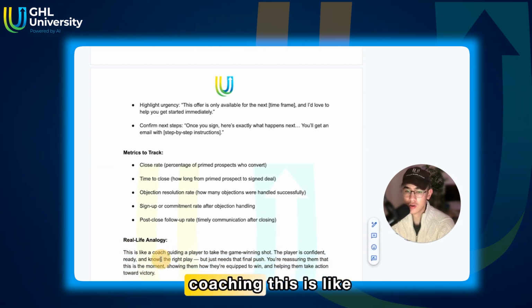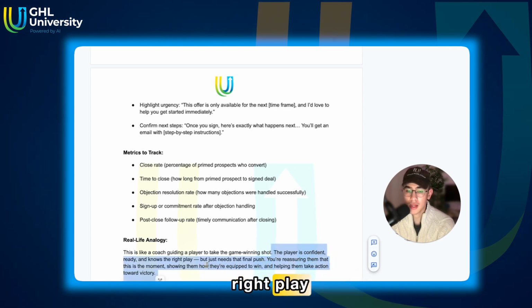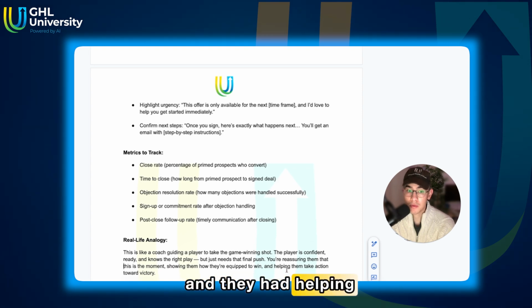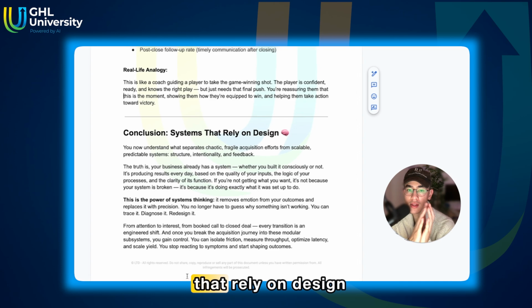So this is like coaching. This is like a coach guiding a player to take the game-winning shot. The player is confident, ready, and knows the right play, but just needs the final push. And you're reassuring them that this is the moment, showing them how they're equipped to win, and helping them take action towards victory. So, in conclusion, systems that rely on design.